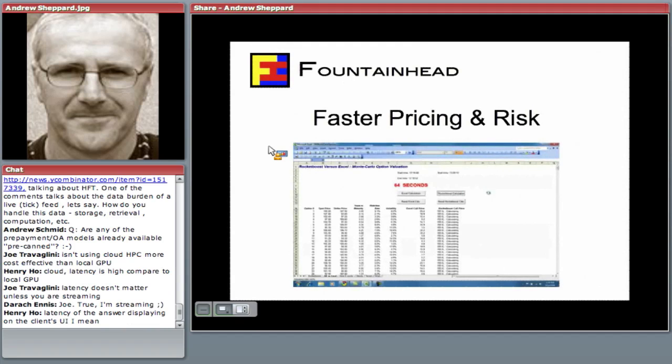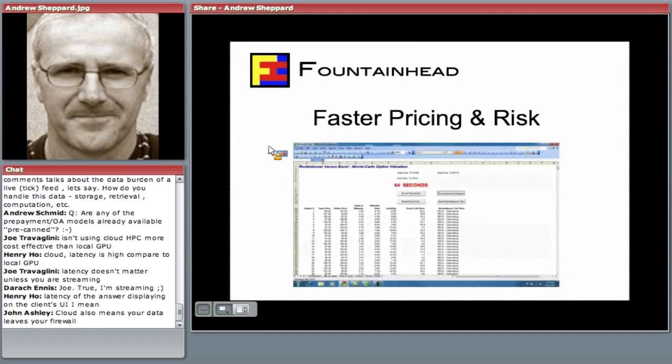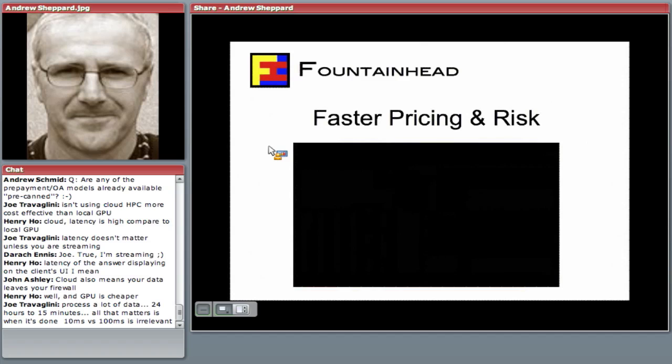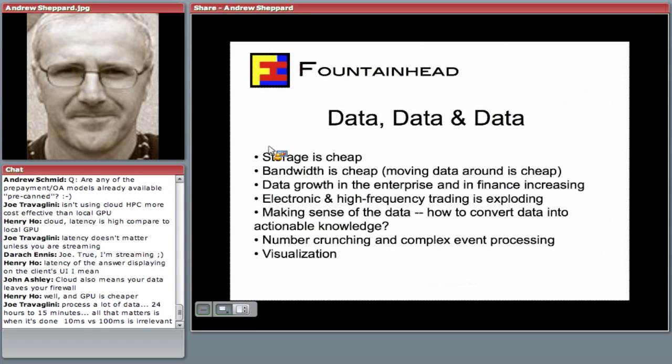It's thinking. The other thing too is that when you do calculations in Excel, if they're long-range calculations, it ties up Excel. You can't use it for other things. Again, if you push the calculation off onto the GPU, it releases Excel so you can continue working. The results come back. So faster pricing and risk.